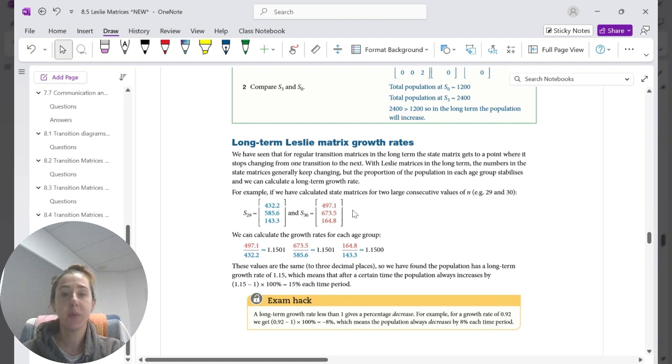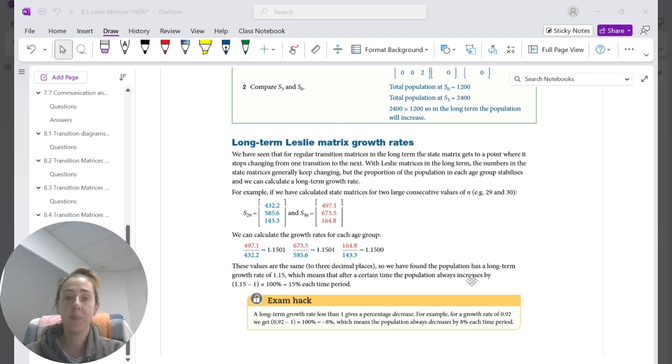Can you see here, we've got state matrices for two large consecutive values, 29 and 30. So we can calculate the growth rates for each of the age groups. We're taking this value here divided by this value here, which gives us approximately 1.1501. We do the same with the next age group and the final one. Can you see how we've actually stabilized with the proportion of people in there?